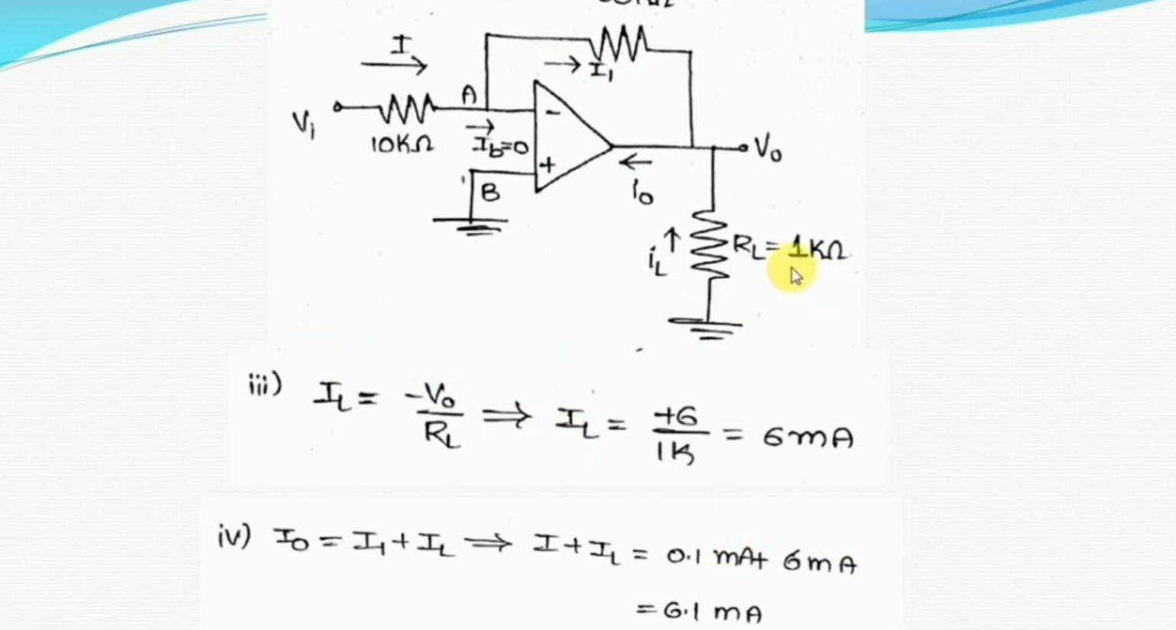Okay, next we have to find out what is the value of current IL that is flowing through the resistor RL. Simply apply the rule, that is 0 minus V0 by 1K. So V0 value we have already found out, that is minus 6. So it is plus 6 by 1K, which is equal to 6 milliamperes. So the current flowing through the resistor RL is 6 milliamperes.